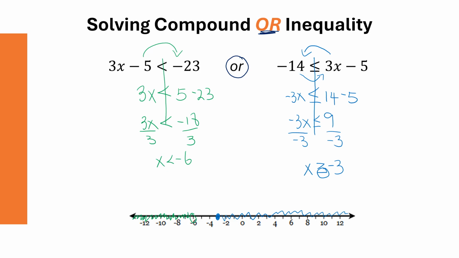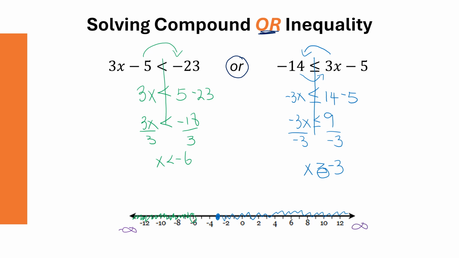And the solution for an OR inequality, they never overlap because all we want is either condition to be true, not both of them. And you can also write the solution for this inequality in interval notation. So on the left side, it's going to be -infinity, and on the right side, it's going to be +infinity.